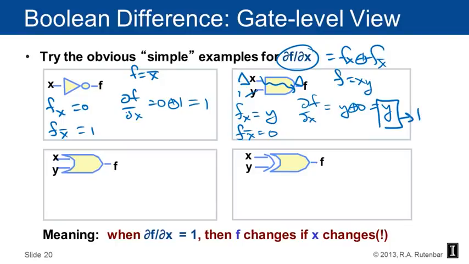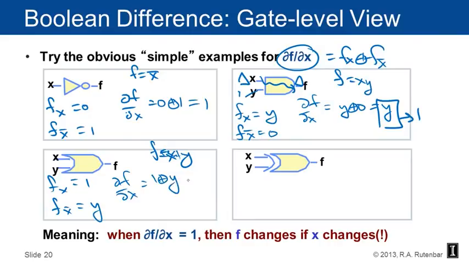So let's try that again with an OR gate, to convince ourselves that that's the pattern. f = x + y. f of x is going to be 1 + y, which is going to be 1. f of x bar is 0 + y, and so it's going to be y. And so the difference ∂f/∂x is going to be 1 exclusive OR y. If you do the Boolean algebra on that one, you discover that that's just y bar. I sort of said the same thing: what does it take to make this thing a 1? You make y a 0. That's what it takes to make the Boolean derivative a 1.